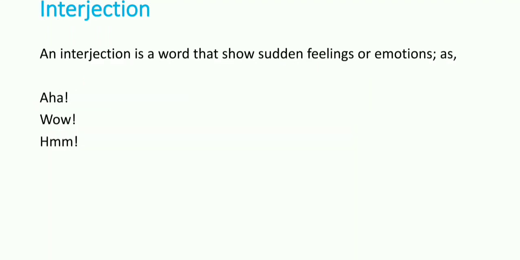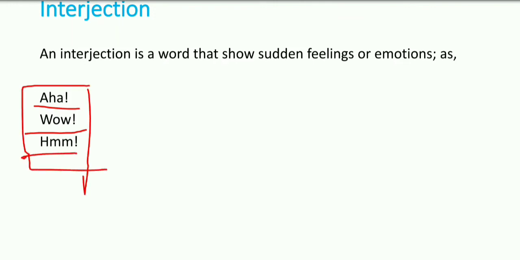And at last we have the interjection. An interjection is a word that shows sudden feeling or sudden emotions. Here we have the examples aha, wow. These types of words are called interjections, which are sometimes used in sentences to show sudden feelings or deep emotions.